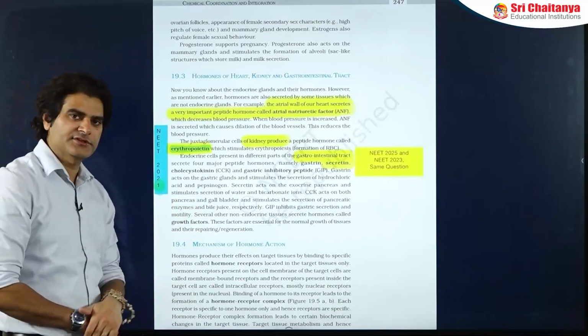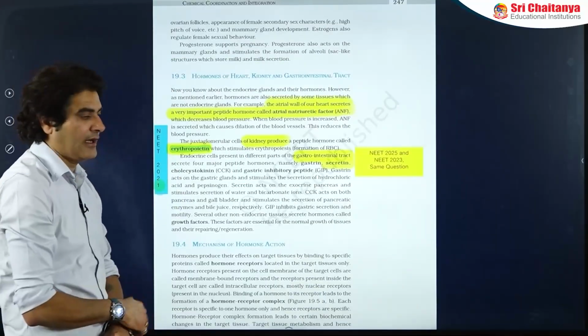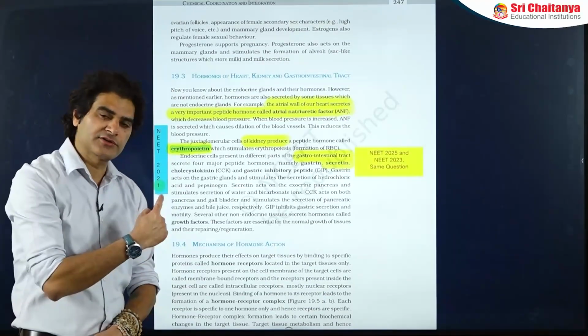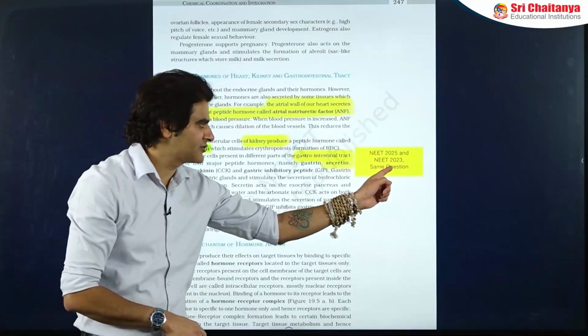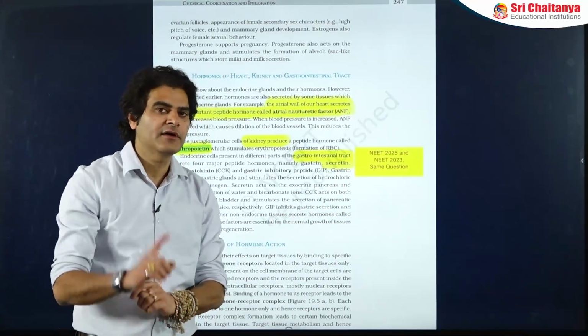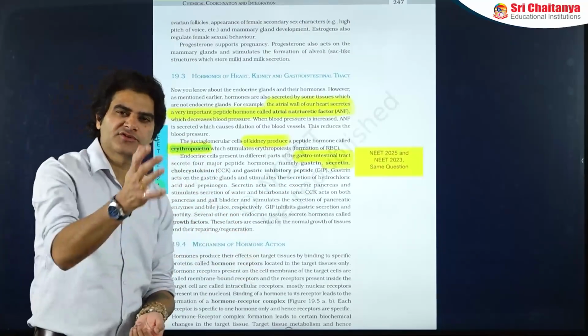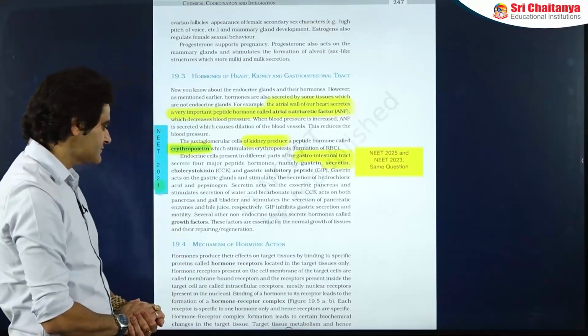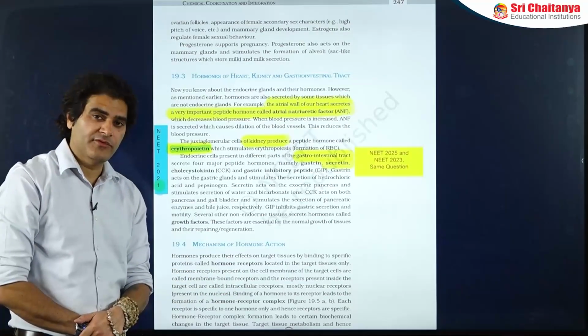Plus, as far as questions are concerned, ignoring these is not a good idea, because they are also very important from a questions perspective. NEET 2021, NEET 2023, NEET 2025, continuously questions come from the matching type: hormone, source or the action. The final part in NCERT is the mechanism of hormone action.